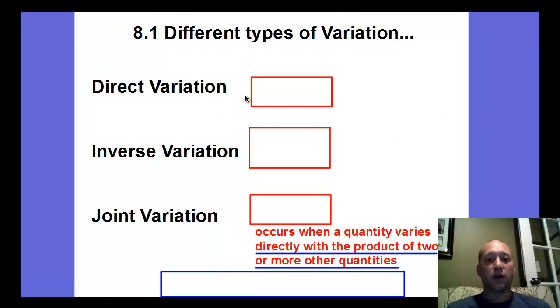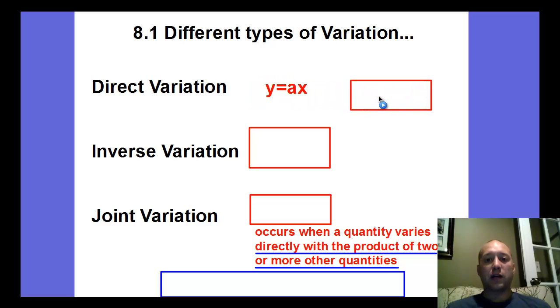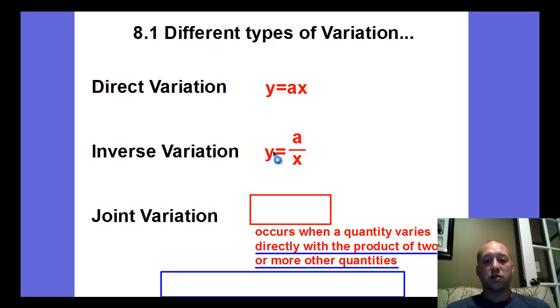We're talking about direct variation, in which two values vary directly. You get y equals a times x, where x and y vary directly. Inverse variation: y varies inversely to x, so y equals a divided by x.